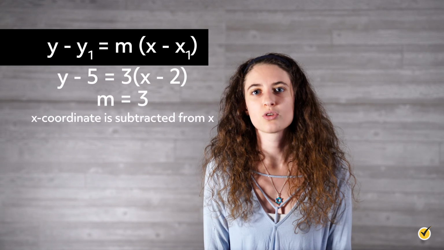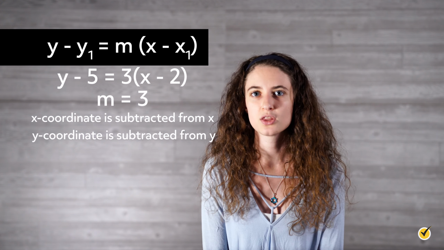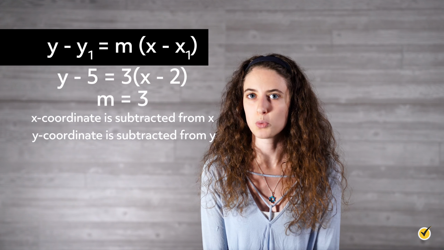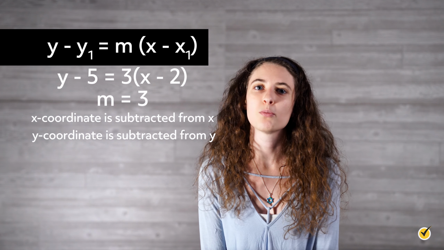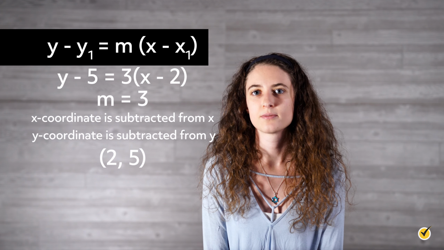Y minus 5 equals 3 times x minus 2. This is a straightforward example. First, identify the slope as the coefficient outside the parentheses, m equals 3. When naming the point on the line, note that in the general form, the x-coordinate is being subtracted from x, and the y-coordinate is being subtracted from y. So the ordered pair of the point will be 2, 5.